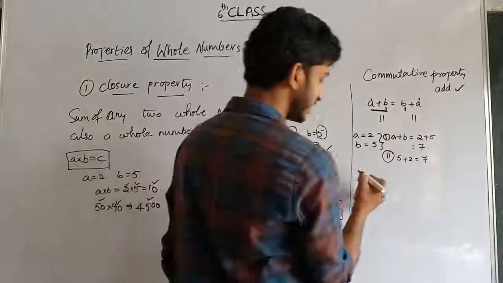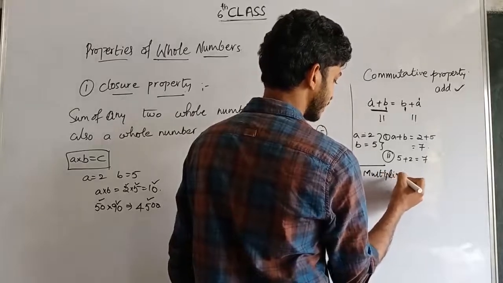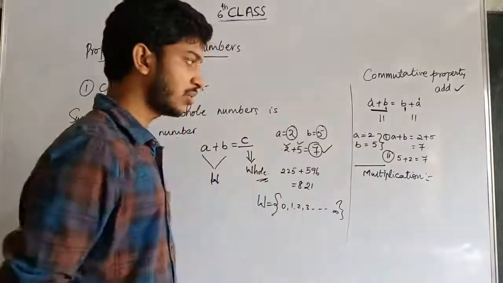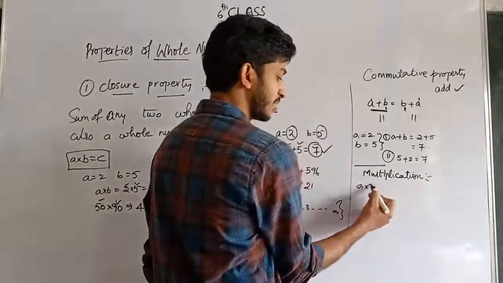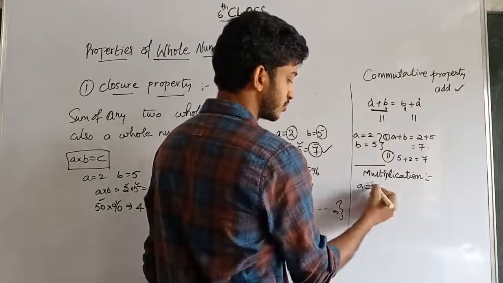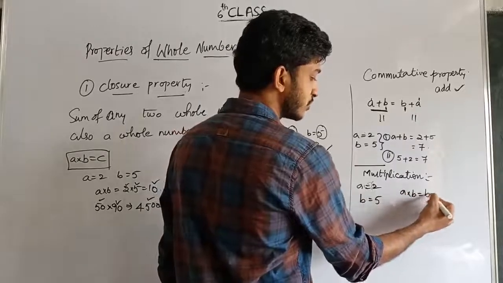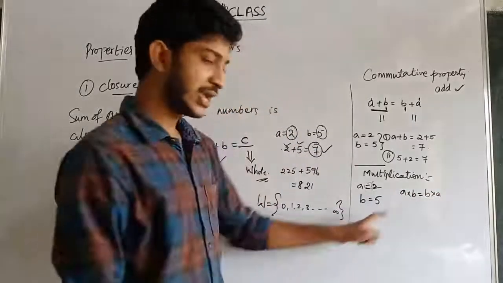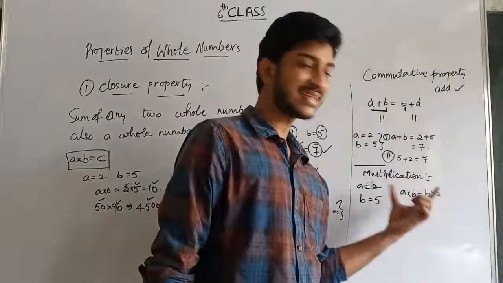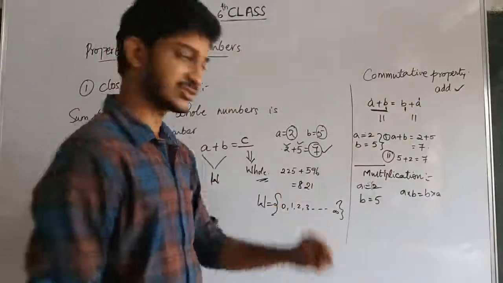Okay. Now see, I am checking under multiplication. Now I am taking two numbers, a is equal to 2 and b is equal to 5. So here I have to check a into b is equal to b into a. If these two answers are equal, then it satisfies the commutative property under multiplication also.